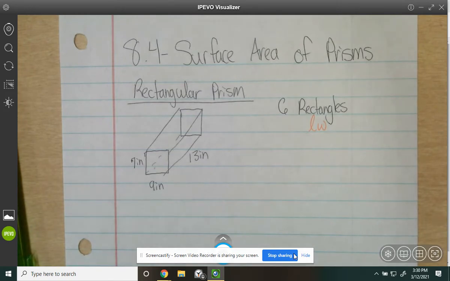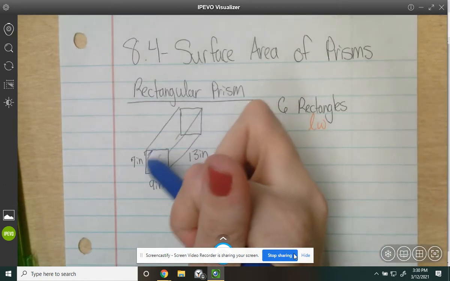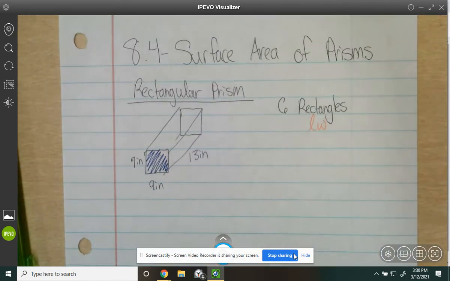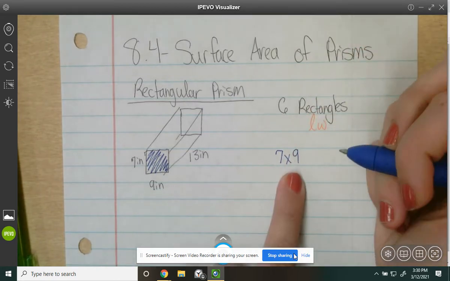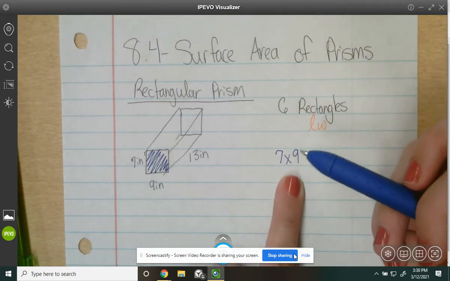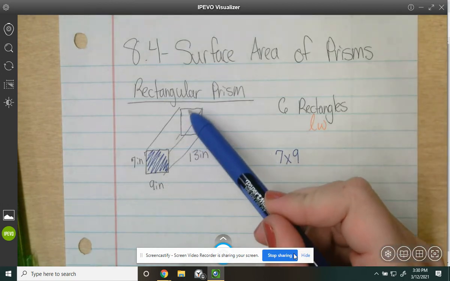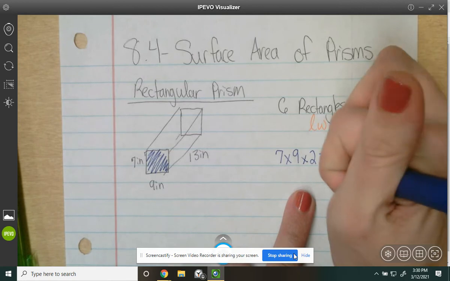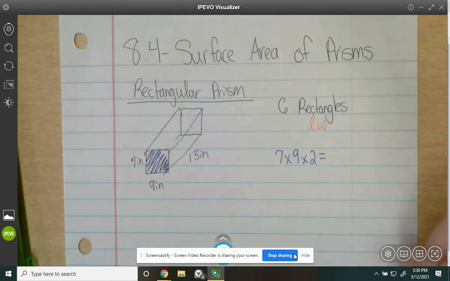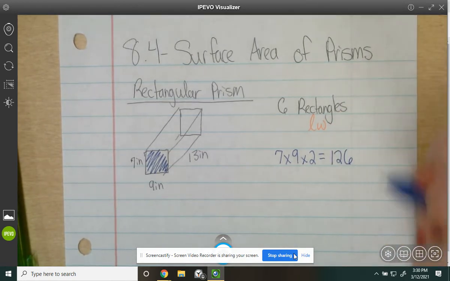The first rectangle I always see is the front one here, the 7 by 9. So I'm going to take 7 times 9 because that's my length times my width. But there's also another 7 by 9, and that's this one in the back. So I'm just going to multiply this by 2 since there are 2 7 by 9s. That gives me 126.